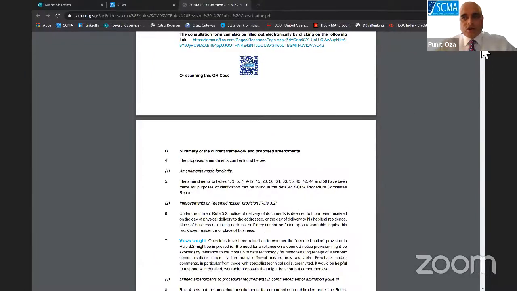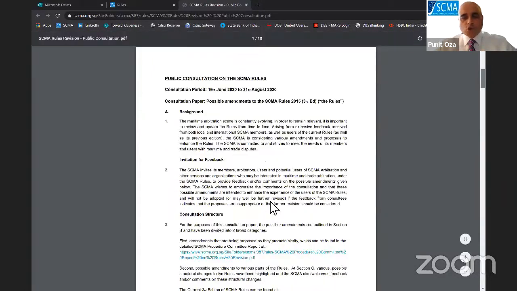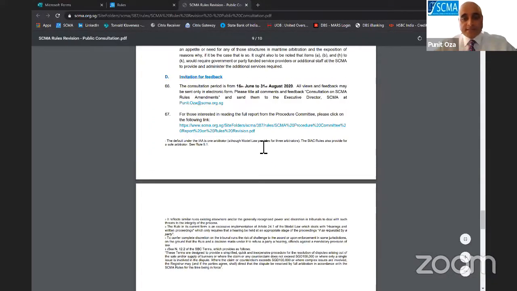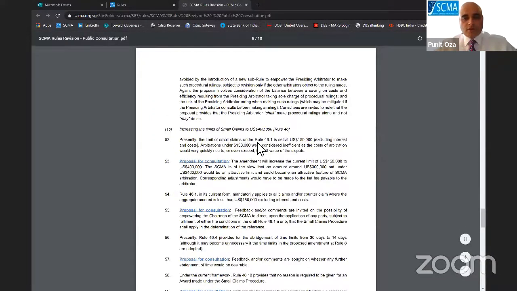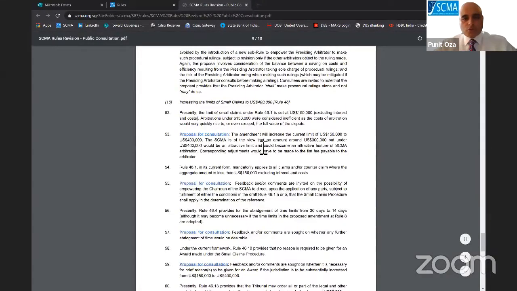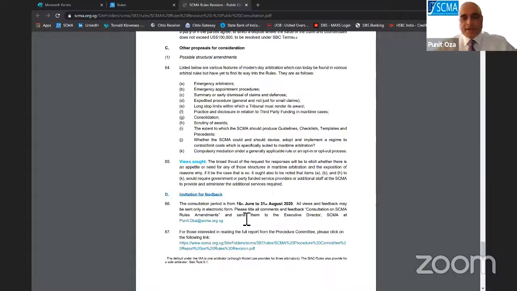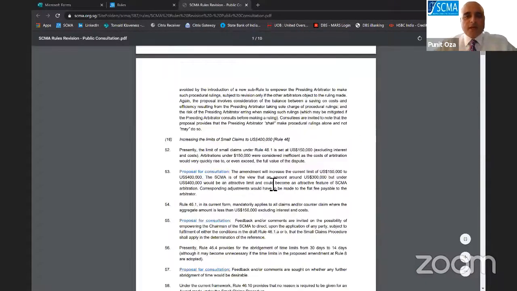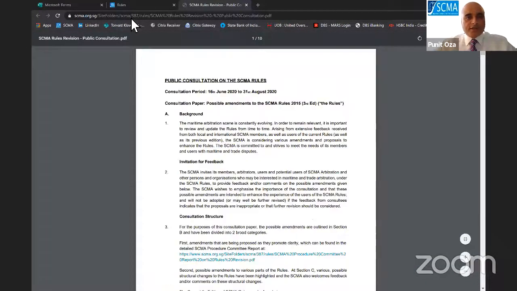There is at the end of this document also a detail of where the consultation feedback can be sent. Sorry, I just need to go down to the last page. Yes, and that's the feedback. It can come straight to my email. And the period is, as I said, 16th June to 31st of August. There is also a link to the procedure committee report, which is in full. And I'll talk a little bit about that as well. And of course, that is one part of it.